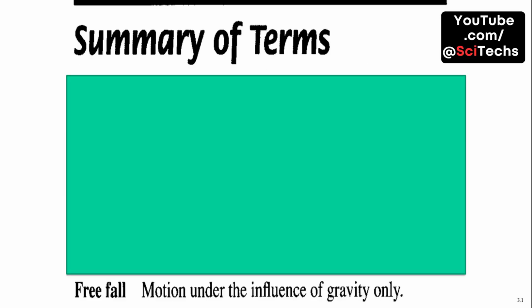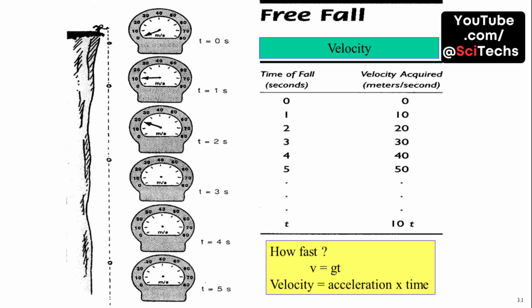Free fall refers to motion under the influence of gravity only. It's a special case of motion where gravity is the sole force acting on the object. In free fall, the velocity of an object increases as it falls. The velocity acquired can be calculated using the formula v = gt, where g is the acceleration due to gravity and t is the time of fall.